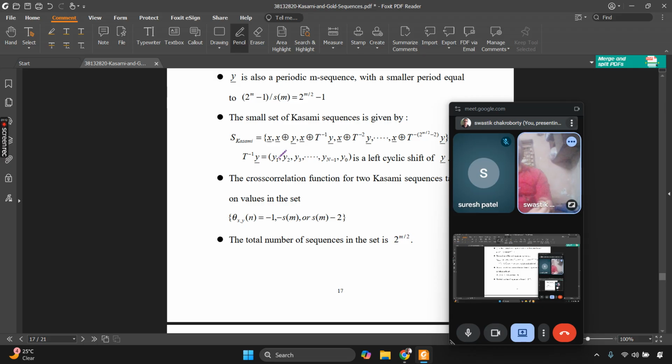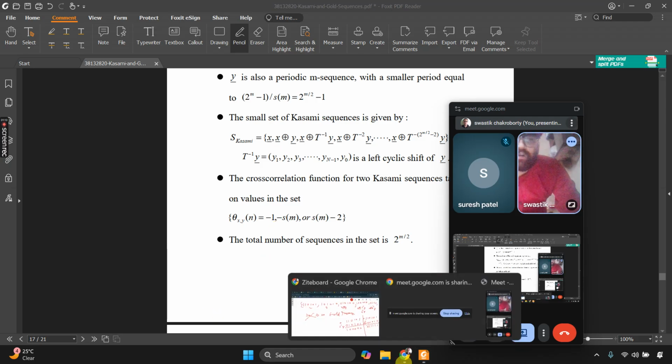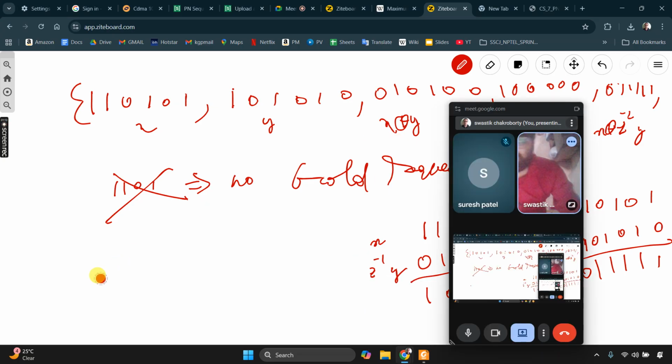Here in Gold sequence, Y was the preferred pair of X. In Kasami sequence, Y is the decimated version of X. That is the difference between Gold and Kasami. Okay. So you note it down for future reference. This is important.